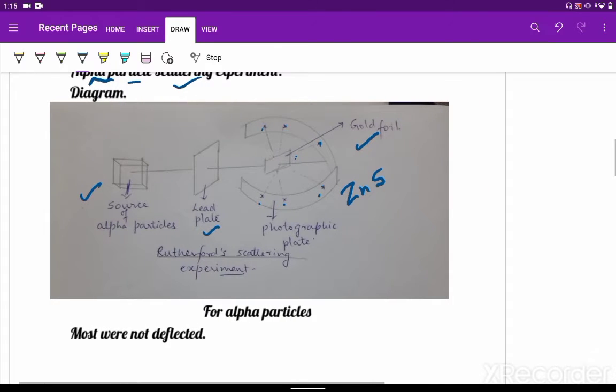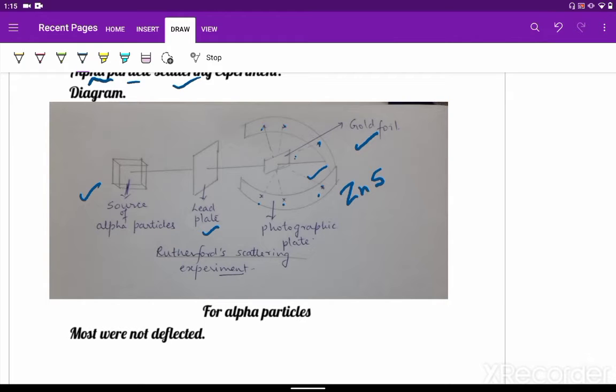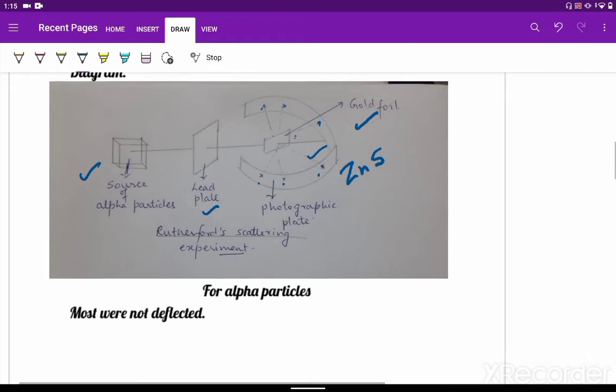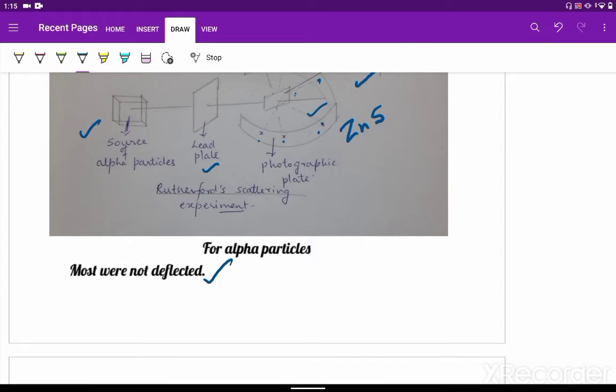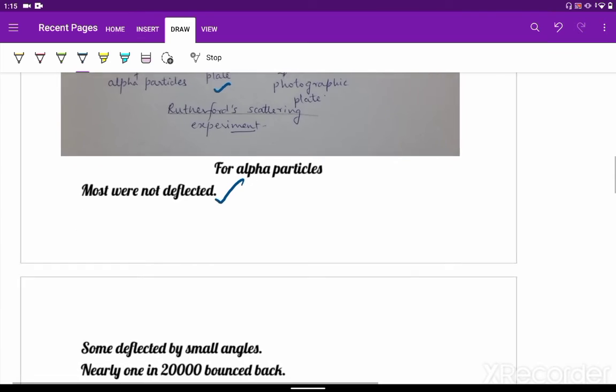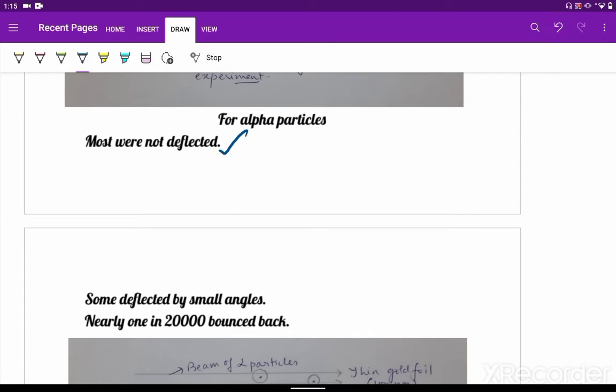And he found that most of the alpha particles crossed straight, means there was no deflection. These are the observations that Rutherford could make from this alpha particle scattering experiment. Most of the alpha particles were not deflected. Very few were deflected by small angles. And nearly 1 in 20,000 alpha particles were bounced back.